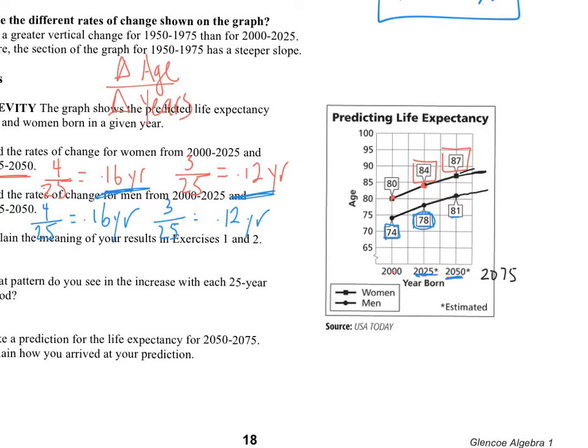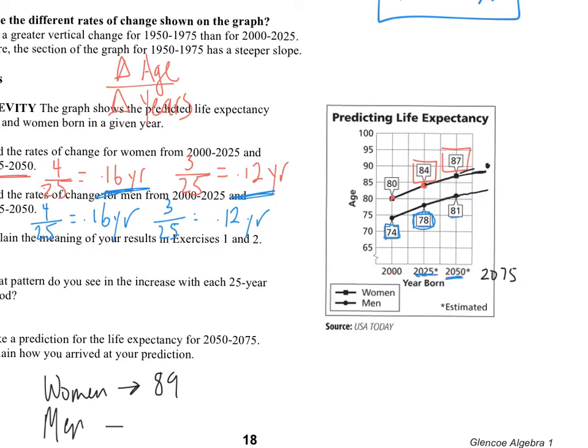If you look at women, they went from 80 to 84 for the first 25 years, so that went up by 4. Then they went from 84 to 87, which went up by 3. So maybe in the next 25 years, they're only going to go up by, I don't know, 2. So maybe we'll say women will end up being at 89.